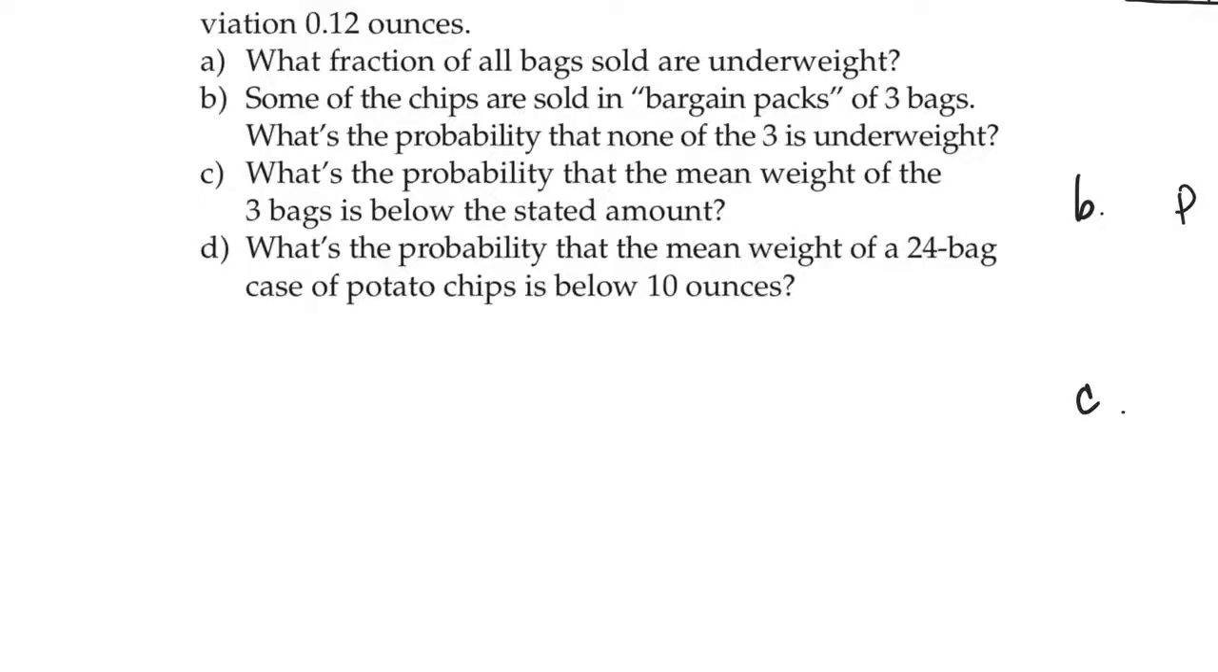Part C says, what's the probability that the mean weight of the 3 bags is below the stated amount? I want you to take a second and look at what word in that question is the most important word. What's the probability that the mean weight of the 3 bags is below the stated amount? We just moved from a single distribution to a sampling distribution. This question is going to be almost exactly like part A, but instead of a sample of 1, we're finding averages with a sample of 3. So what do you think we're going to do?